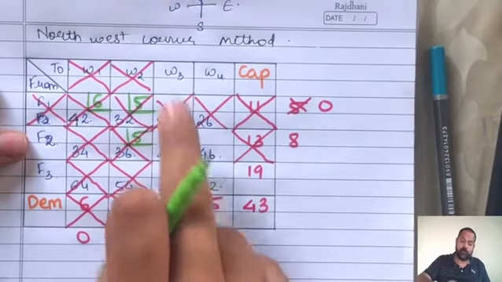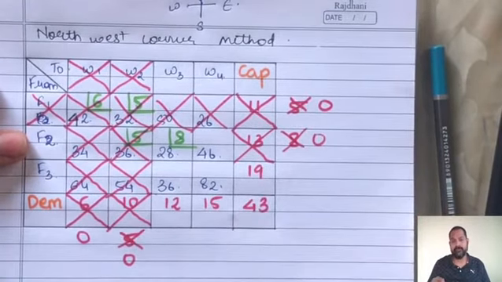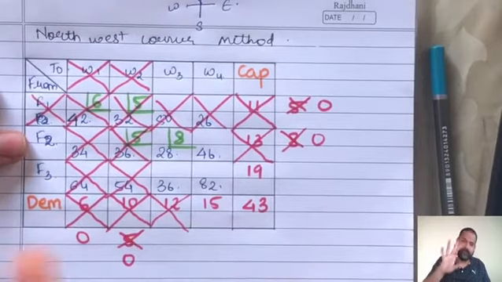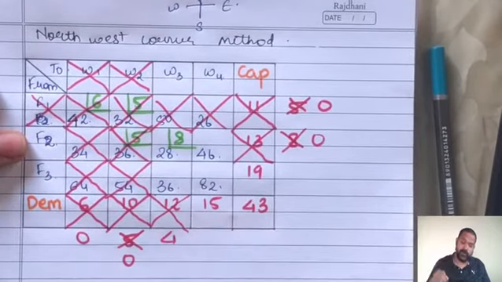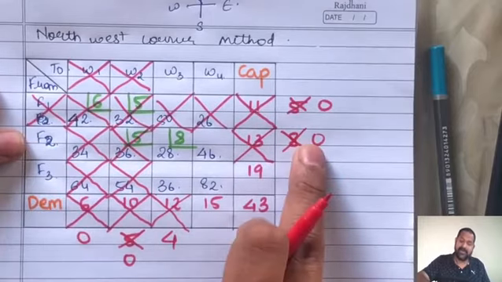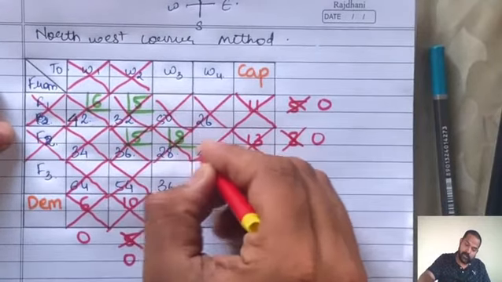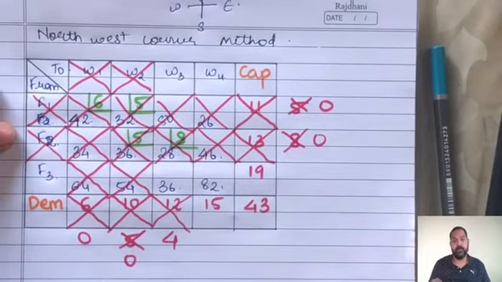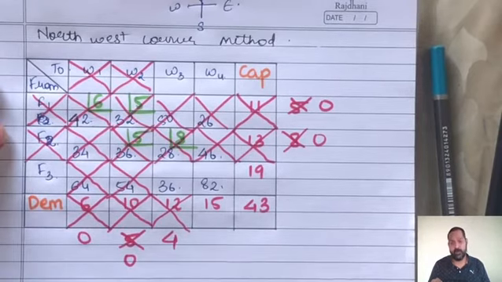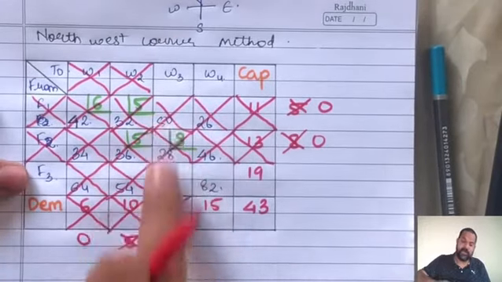Once F2 transports 8 units to W3, all the 8 units are gone, while W3 had a demand of 12 units. A demand of 8 has been fulfilled. What is pending is a 4 unit demand. What you realize is that F2 has no more capacity left. Then we say remove F2 from the game. We move to the next respective northwest corner. What is the next respective northwest corner? This 36. This 36 is F3 W3.